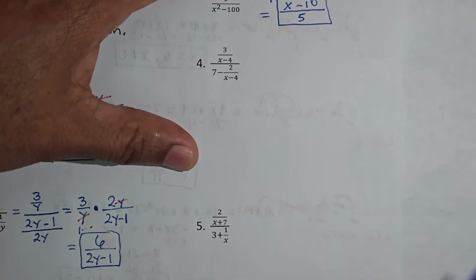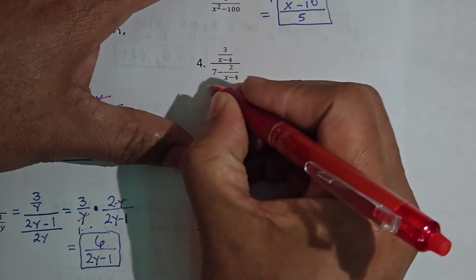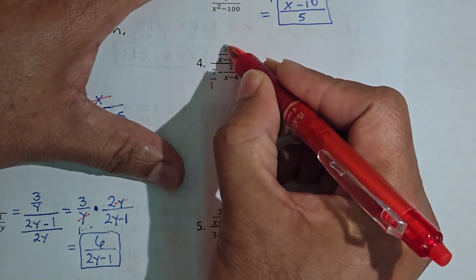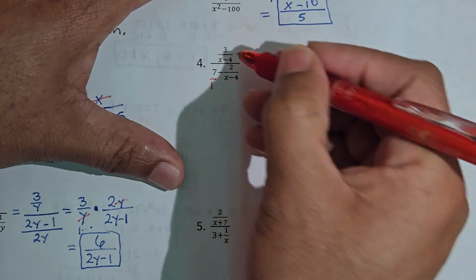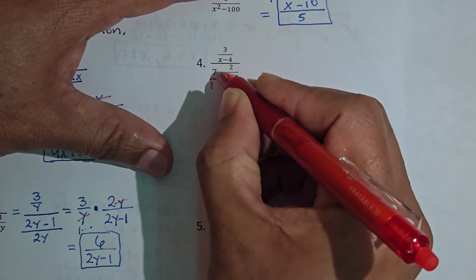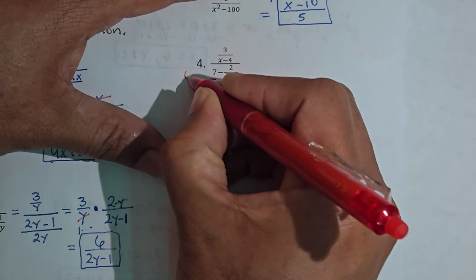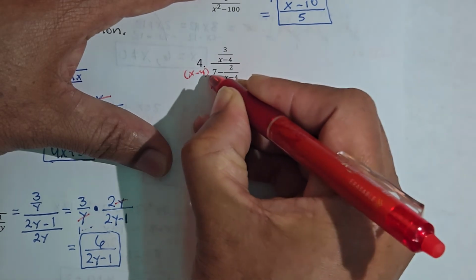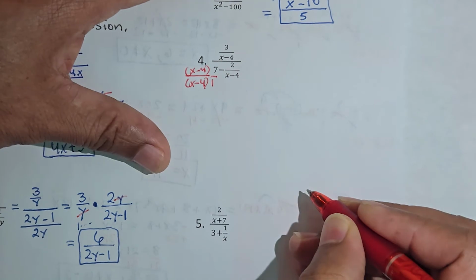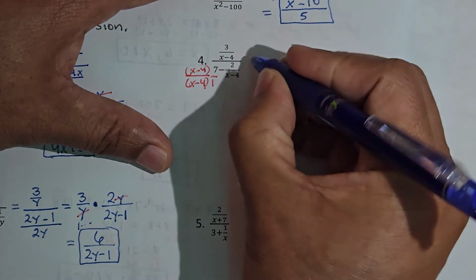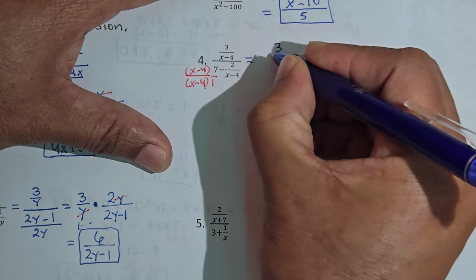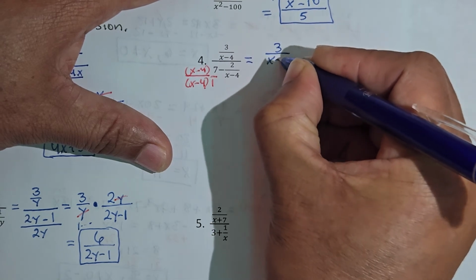So for example number 4, this 7 is implied to be over 1. And this one is okay. We only have one monomial divided by a binomial, so we don't have to do anything to it. But for this one, we must have x minus 4 under that 7. So then multiply by x minus 4 over x minus 4. So we have the same denominator. So then keep this part alone. We don't have to do anything to it. So 3 over x minus 4.